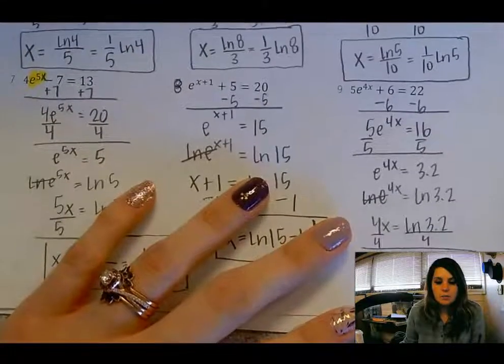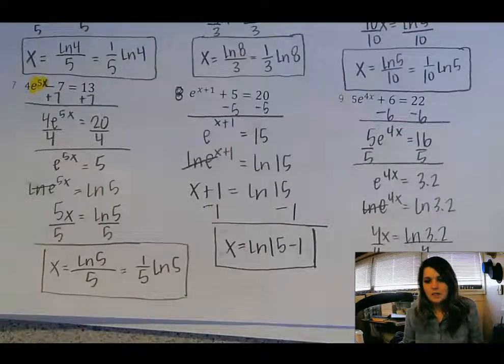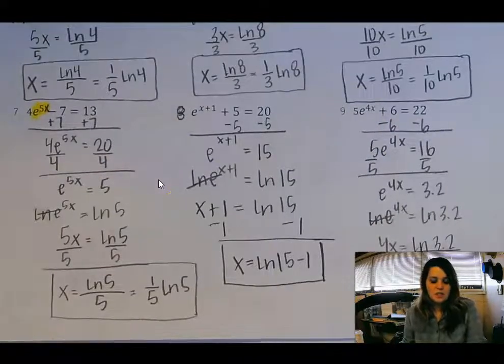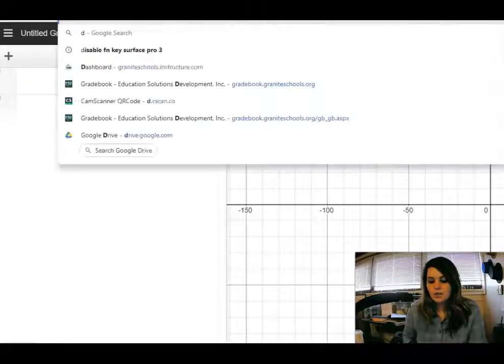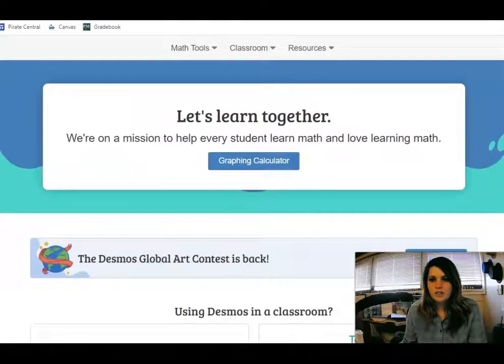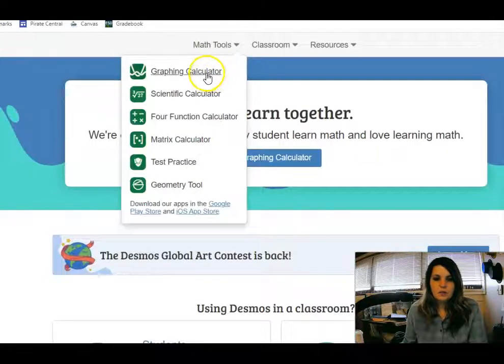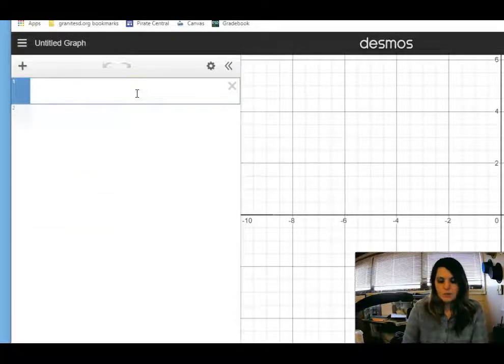One thing that I've waited to mention until now is that you can get an idea about whether or not your answer is right by using Desmos. Now, for these exponential ones, it's not as helpful because all of these are going to be really long decimals. They're irrational numbers. So if I go to Desmos, I have mine pulled up in the background. I'm on the graphing calculator one. If you're going to Desmos.com, the first thing that you see is this page, Let's Learn Together. You're going to select Math Tools, go to the graphing calculator.